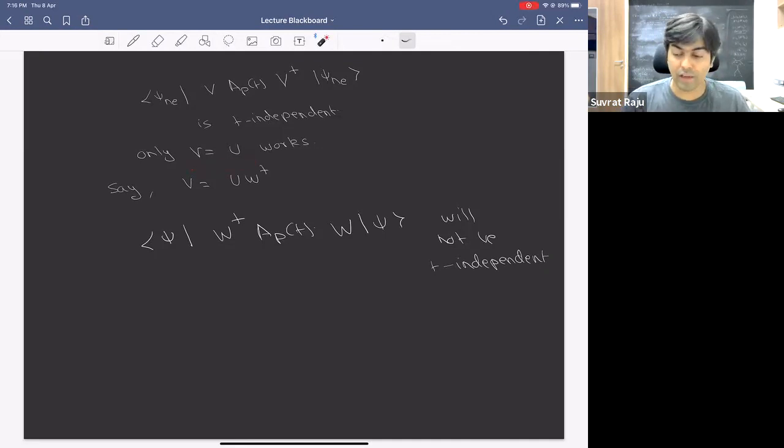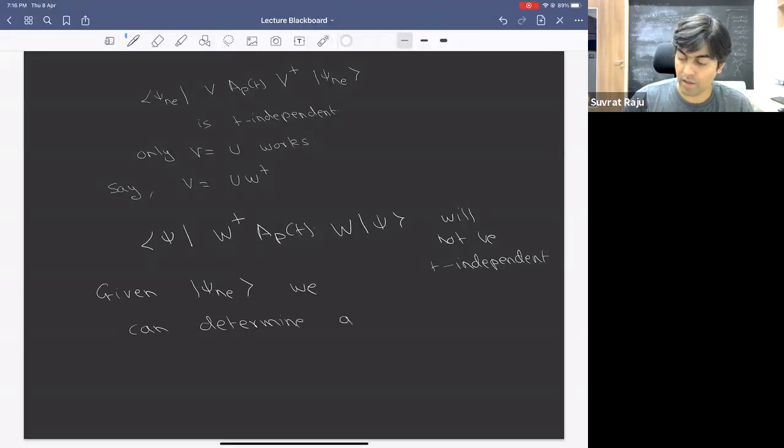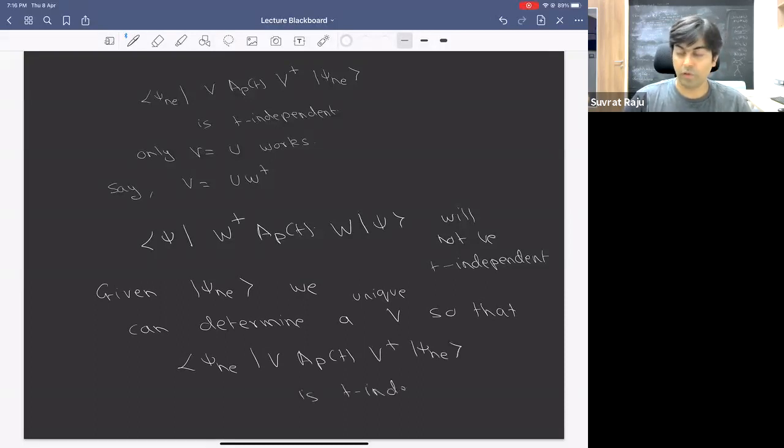So the upshot is that given psi NE, we can determine a unique V so that the correlator is T independent. Okay, so this is the upshot.